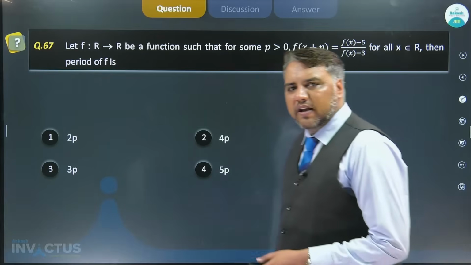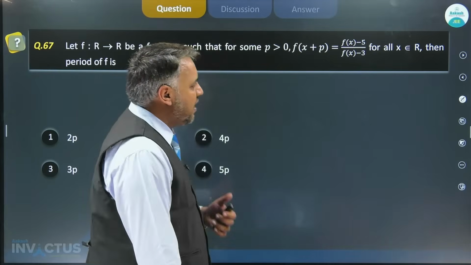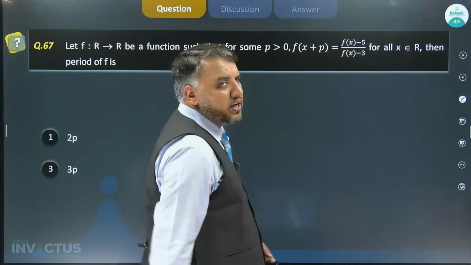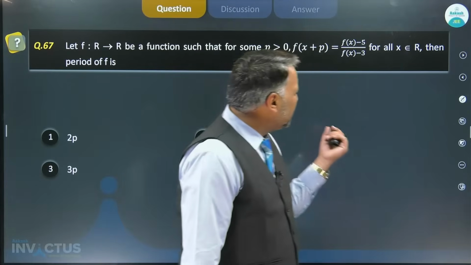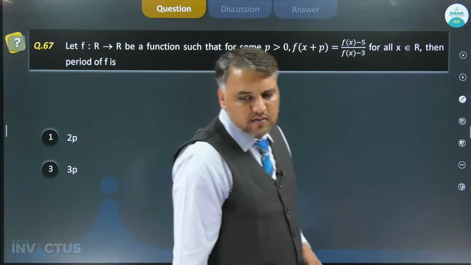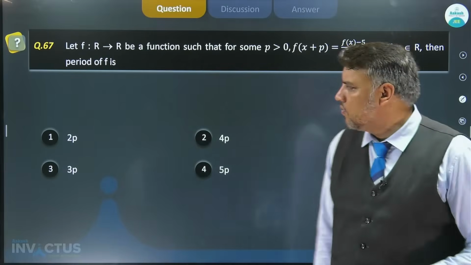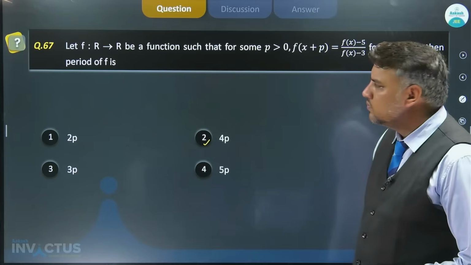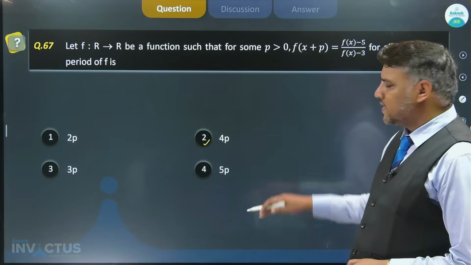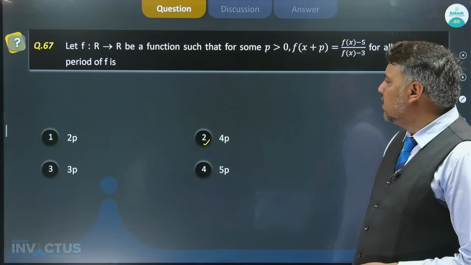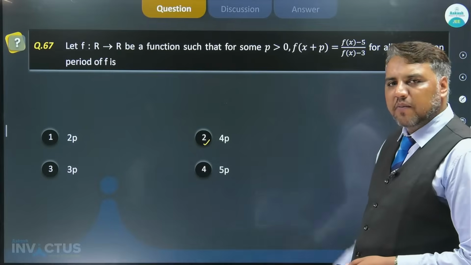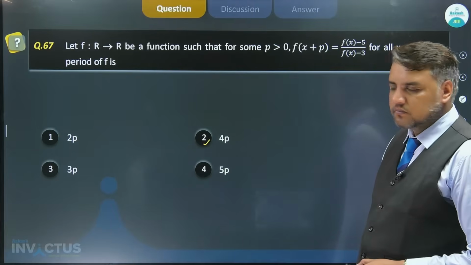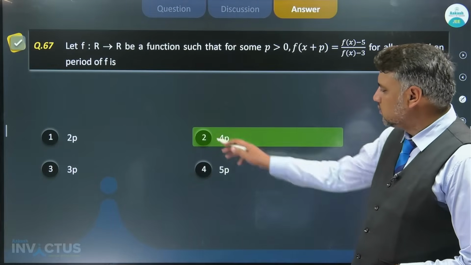So obviously we can calculate f of x plus 2p, then f of x plus 3p, f of x plus 4p. So simply f of x plus 4p comes out to be f of x. I think this is basic calculation only, nothing else. So 4p is the answer actually. f of x plus 2p does not give f of x, but f of x plus 4p gives back f of x, so that means the period of this function is 4p. Correct.